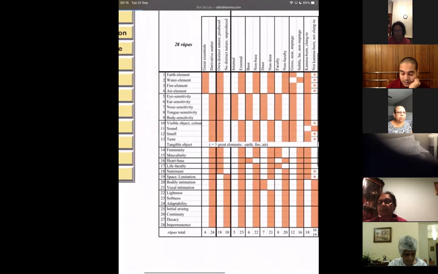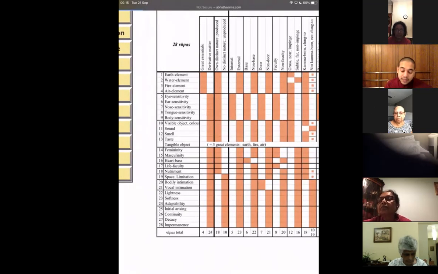Now, that is 10. Now we have internal and external. Hemamali, what is internal?